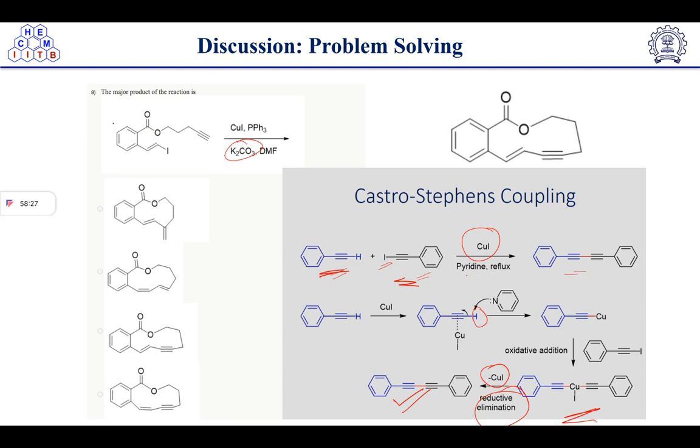So here oxidative addition will take place, so the double bond and triple bond will get fused. In this case the correct answer is this one. The stereochemistry of this double bond will remain the same.